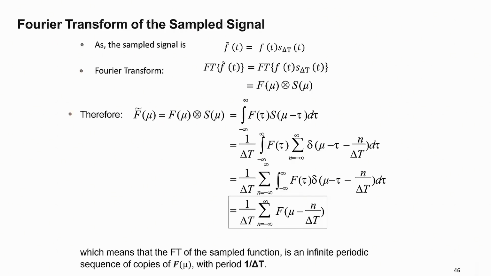Now it means that if I take the Fourier transform of the sampled signal, I get this thing. And what does this mean? What is F of mu? F of mu was the Fourier transform of f of t. So if I take the Fourier transform of the sampled signal, I get various copies of the Fourier transform of f of t.